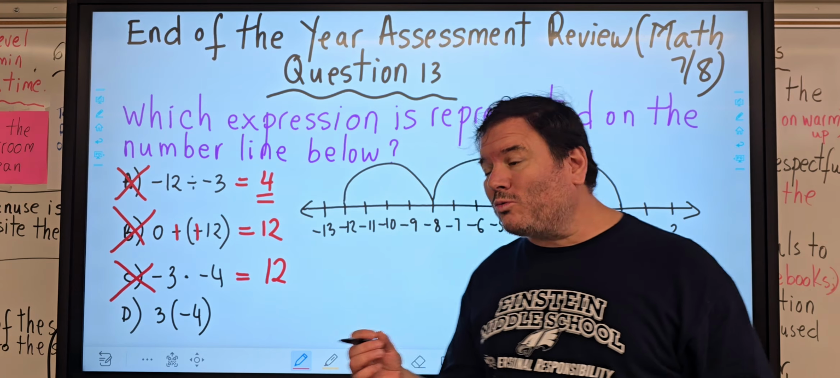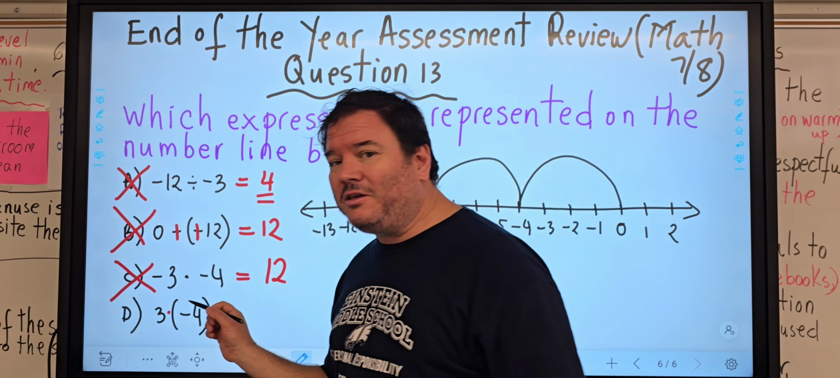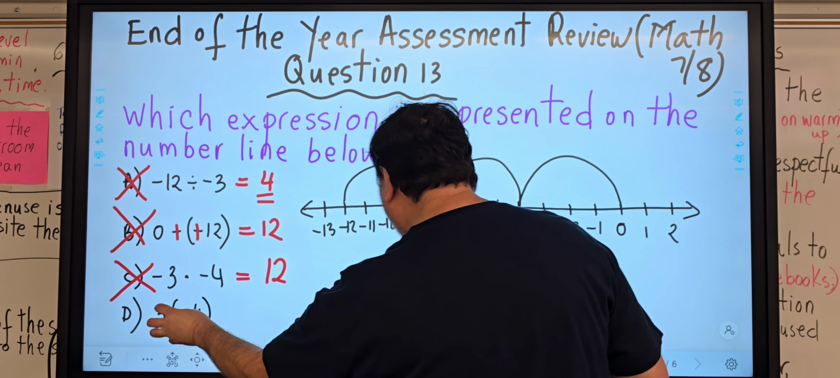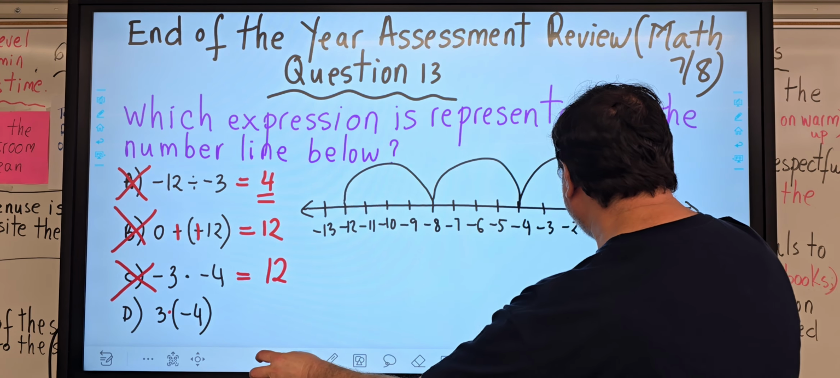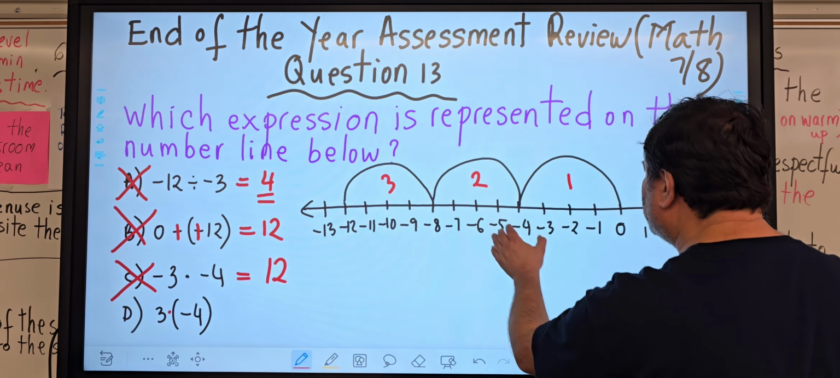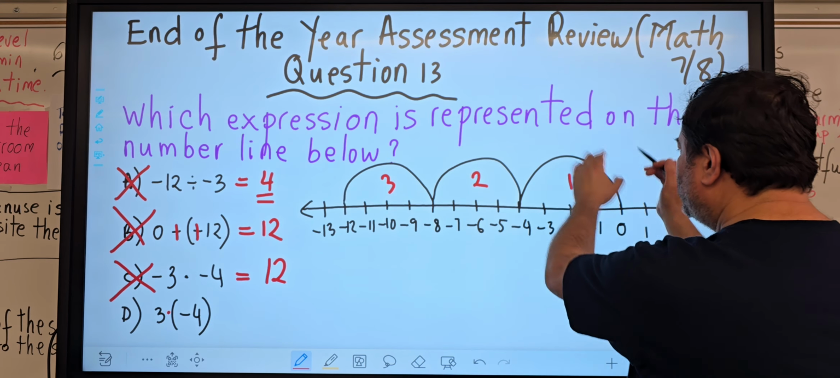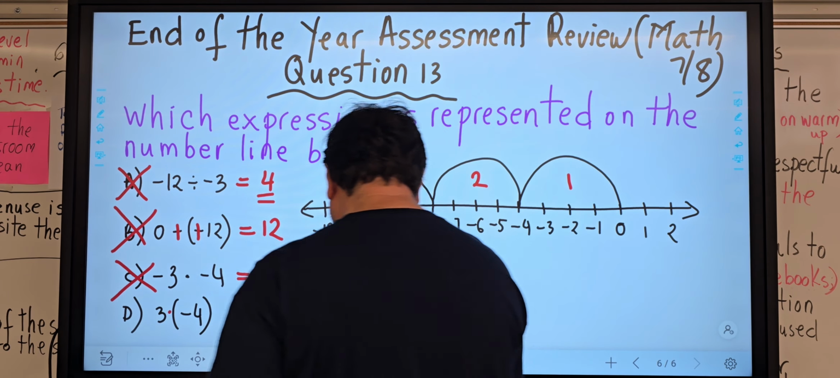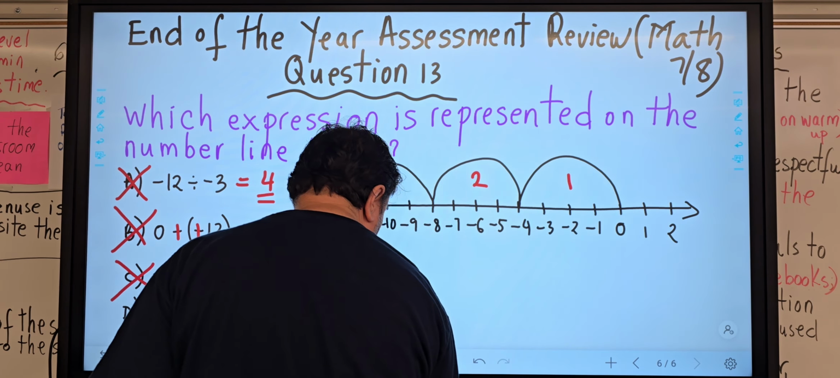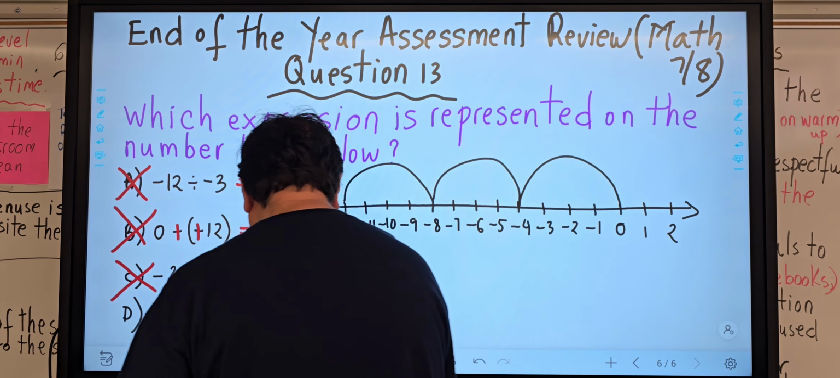And now if we look at answer D here, we have 3 times -4. So this 3 would represent actually the jumps. We have 3, 1, 2, 3. Right? We have 3 jumps. So we have jump 1, jump 2, and jump 3. But let me erase that, because all of these are equal.